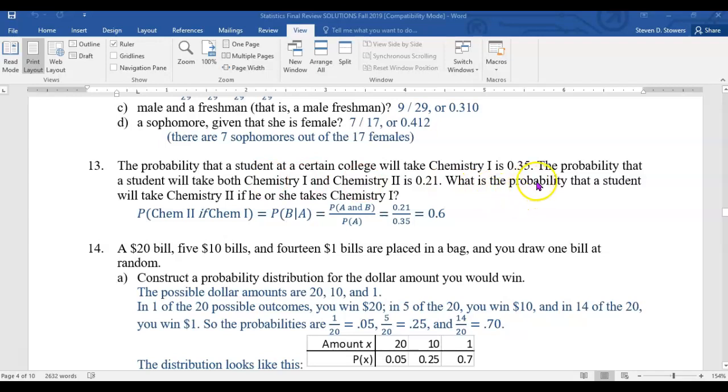And number 13 is a conditional probability question because it's asking about the probability of something being true if something else is true. The probability of a student taking Chem 2 if that student takes Chem 1. And the formula for that is we take the probability of both of those things being true, the student taking Chem 1 and Chem 2, divided by the probability of the if part, the condition, taking Chem 1.